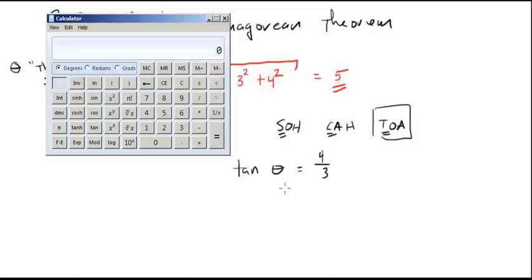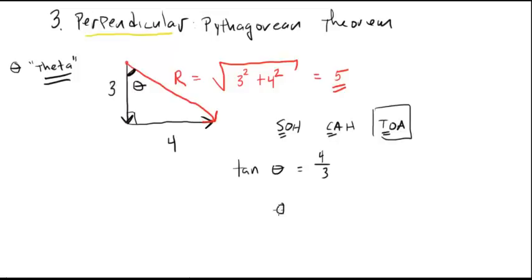In order to get theta, this stands for the angle, right? That's what I'm trying to figure out all along. I've got to take the opposite of tangent, which is called the arctangent, of both sides. So I say theta equals the arctangent of 4 over 3.